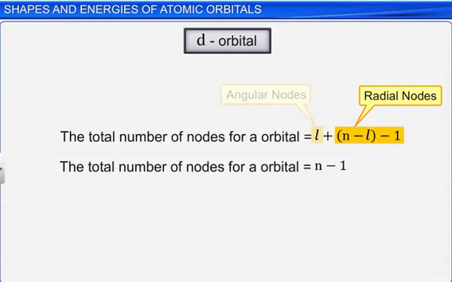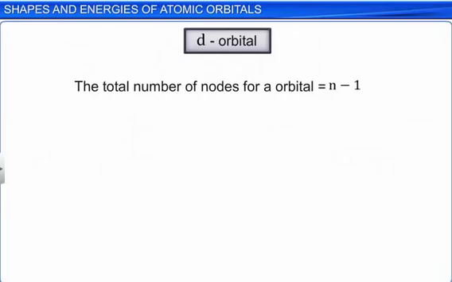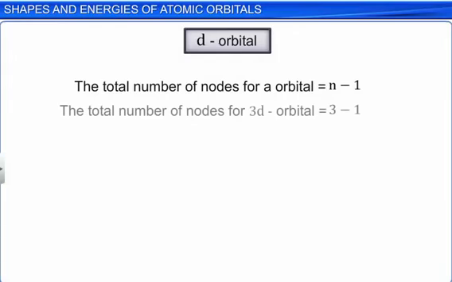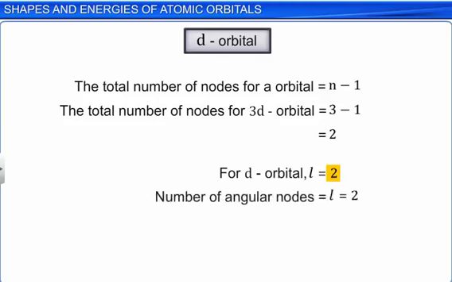For example, let us calculate the total number of nodes for 3d, which is given by the expression n-1. As the value of n is equal to 3, by substituting the value of n in this expression, we get the total number of nodes 2. The value of L for d orbital is 2, and hence the number of angular nodes is 2 for 3d. As the value of n is equal to 3, the number of radial nodes as per the formula is equal to 0.